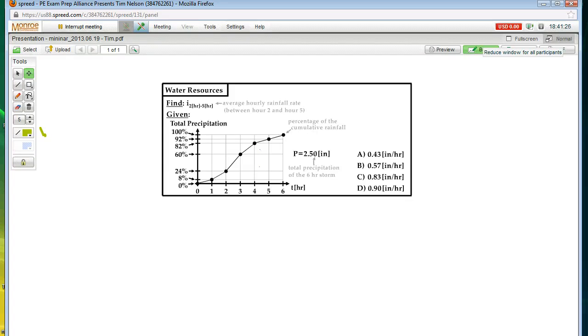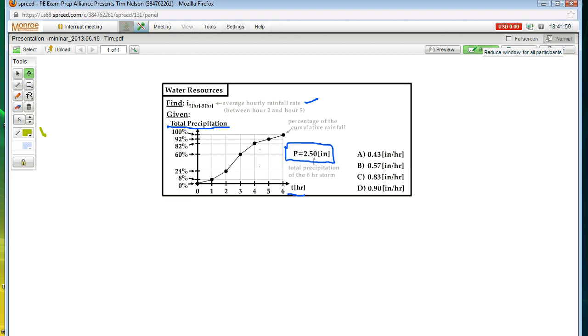What we're asked to find in this problem is the average hourly rainfall rate between hours 2 and 5. And what we've been provided is a plot here with the total precipitation on the vertical axis ranging from 0% to 100%. And on the horizontal axis we have the time, which ranges from 0 hours to 6 hours. We've also been provided P, which is the total precipitation of the storm, and that is 2.5 inches.